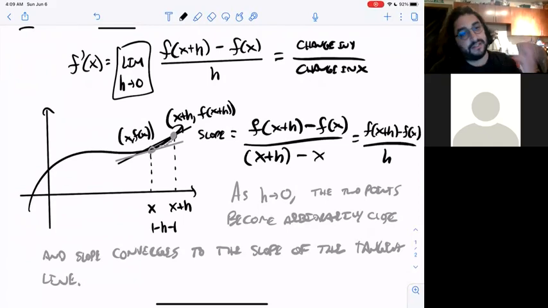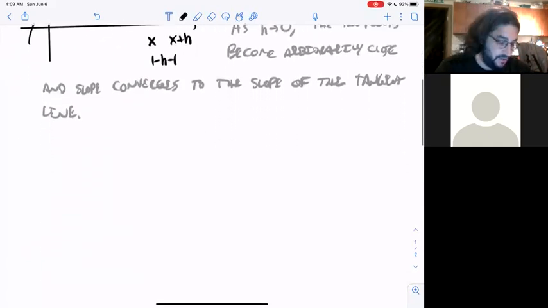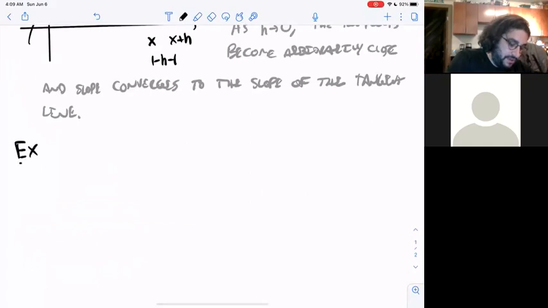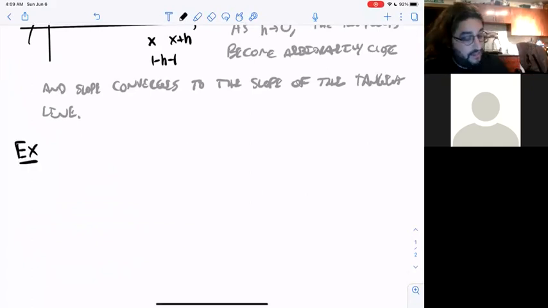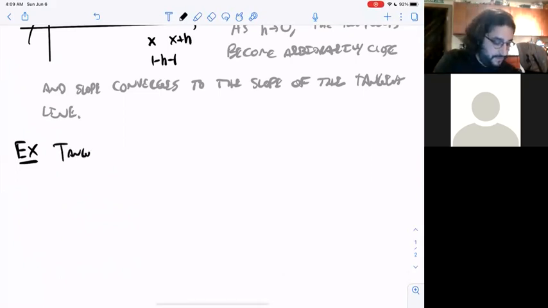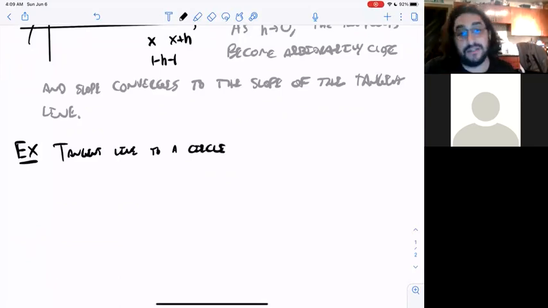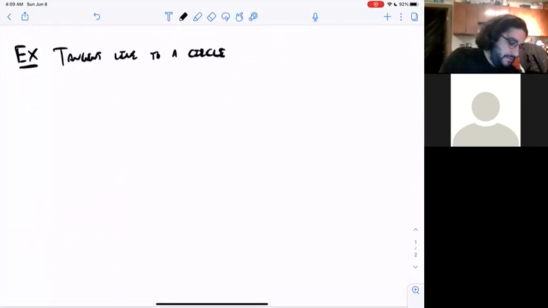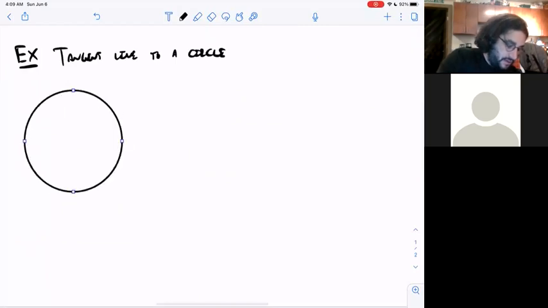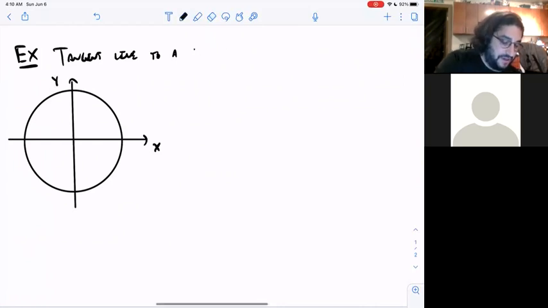I want to see now what this looks like in a specific example. A great thing to do when you're trying out a new technique is try it in a case where you already know the answer, right? So let's look at a tangent line to a circle. This is the easiest shape to find the tangent line to. Let's say even better, just to make it a little cleaner, a unit circle.